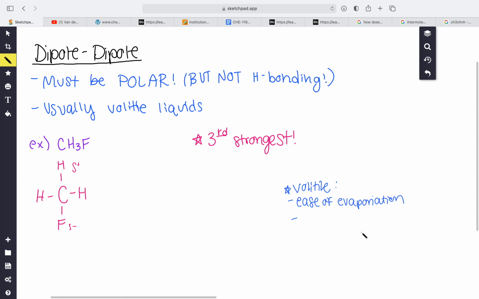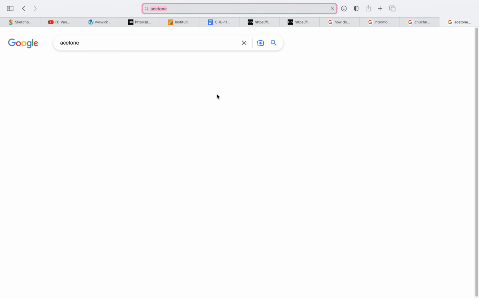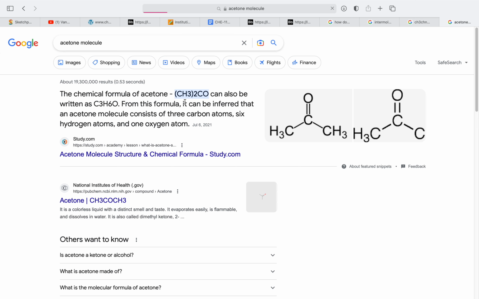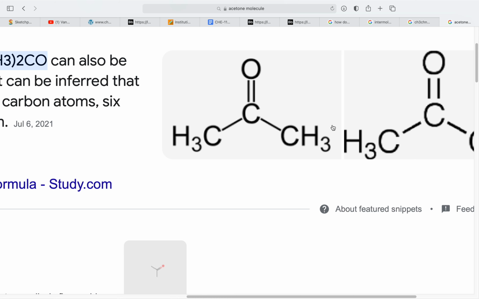let's see, what's something that's volatile that's not hydrogen bonding? I'm trying to think of one. Acetone might be one. Let me just look up the acetone molecule. Okay, so yeah, acetone. It looks like this. It's very polar because you have that oxygen there that's going to be pulling at the electrons.